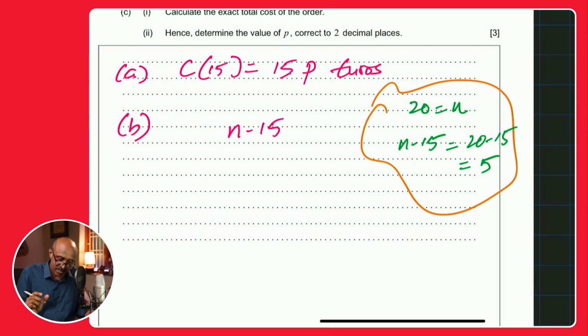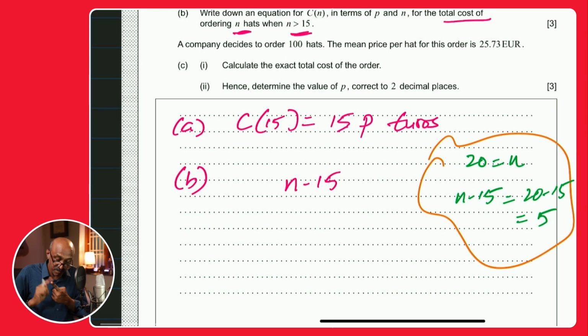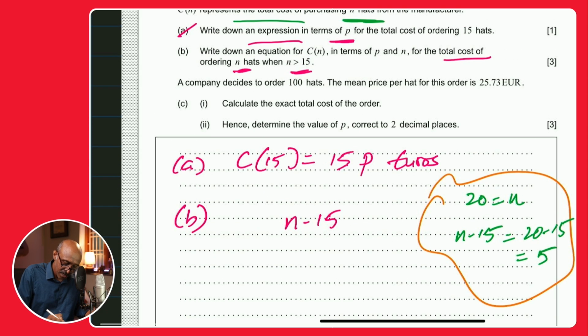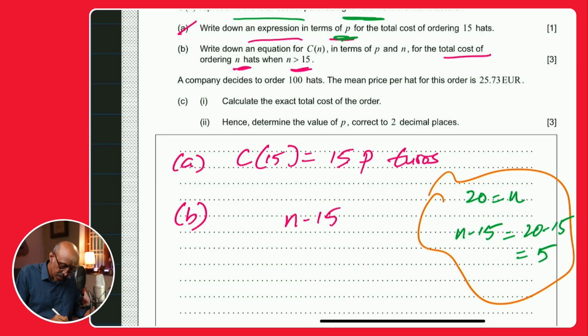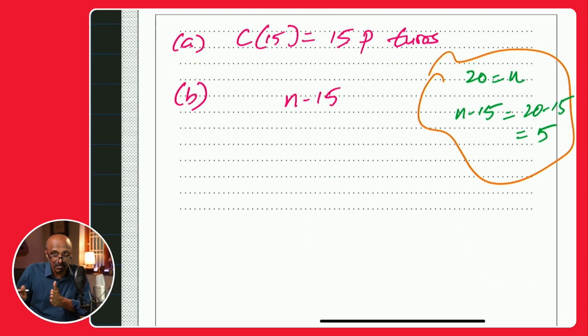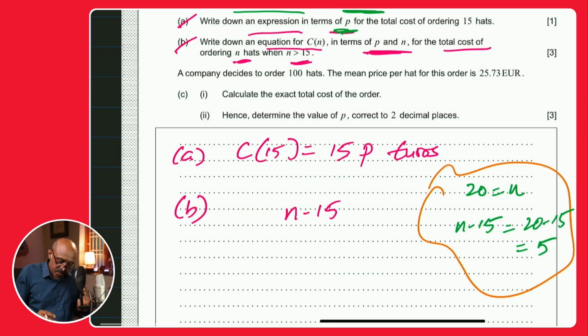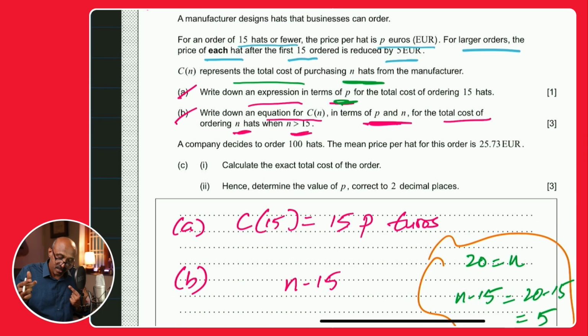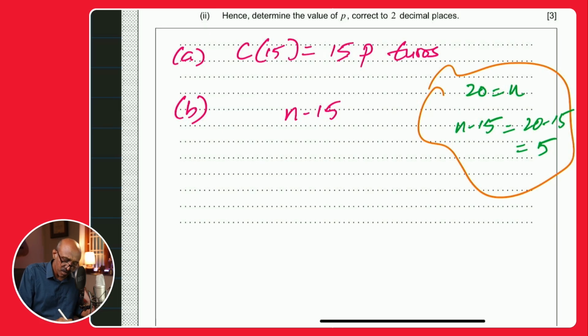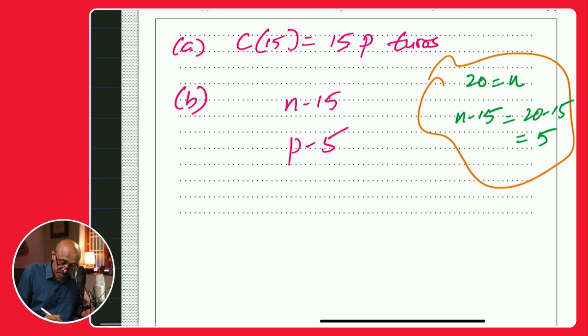For the first 15 hats, it's going at the rate of 15P, and then anything more than 15. So we need that expression because they're asking us for an algebraic response: write an equation for CN in terms of P and N. So in terms of P and N, we need to be able to express what those extra hats beyond 15 are. And then they said that for those hats, the price is reduced by 5. The price per hat is P. Reducing by 5 is simply P minus 5, right? So this price is only for those hats.